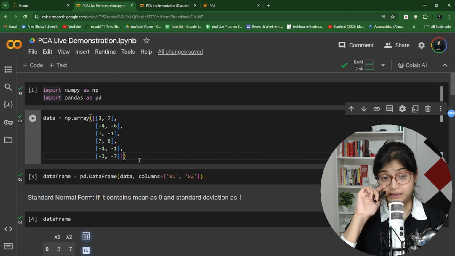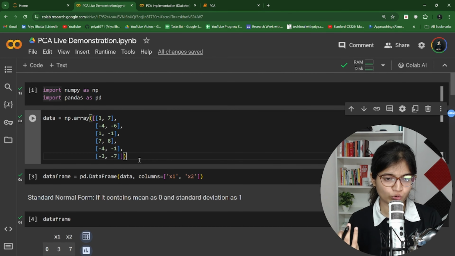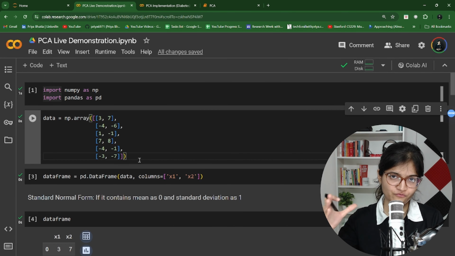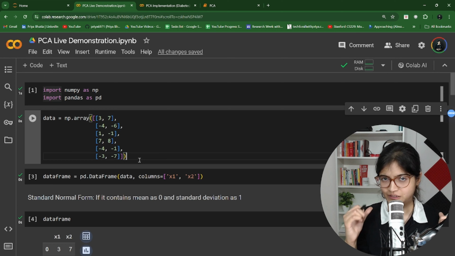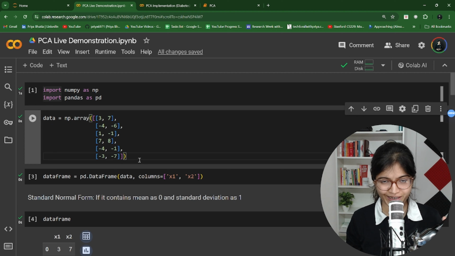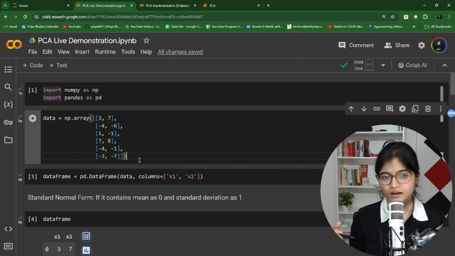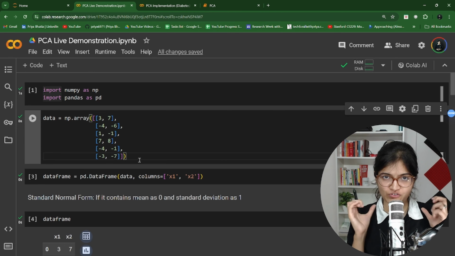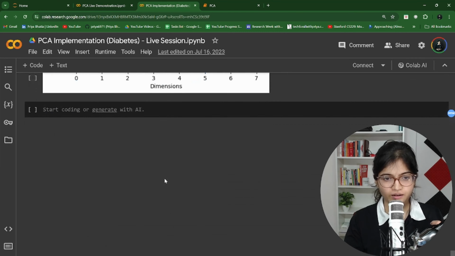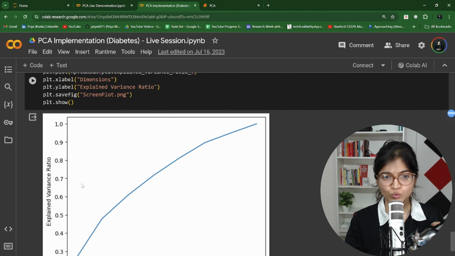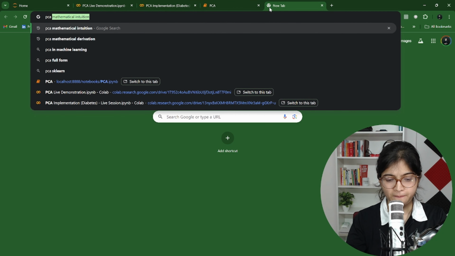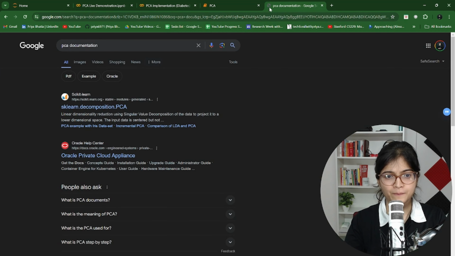Also, there can be one question: Priya, how will we get to know which particular principal component is providing us the maximum information, right? Let's say we have 50 features available with us. How do we get to know how many principal components we should create so that our maximum information will be captured? For this, there is a concept of explained variance ratio, which we will cover in the hands-on implementation part. Also, we will discuss the PCA documentation in the upcoming sessions.